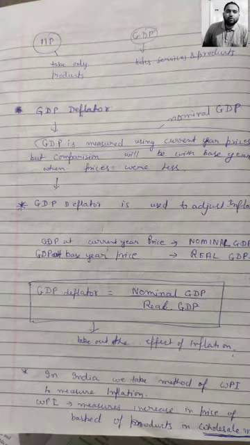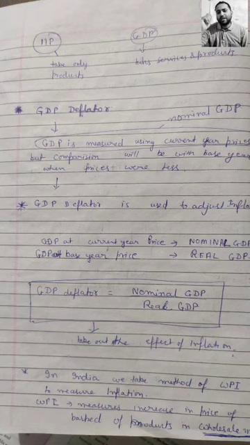Now as I told you two pages back, we are not taking IIP, Index of Industrial Production, in GDP calculation. Why? Because in GDP we are adding services as well, but in the Index of Industrial Production, how will we take the services? So that's why we are not using the IIP methodology.